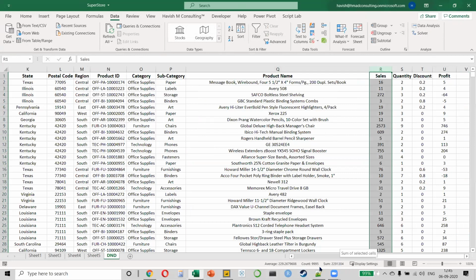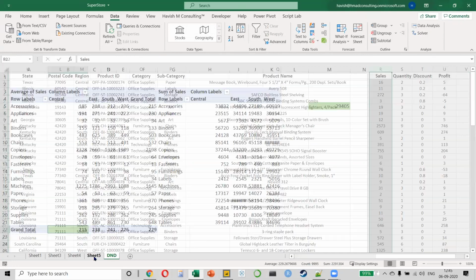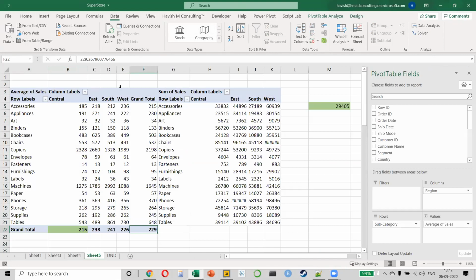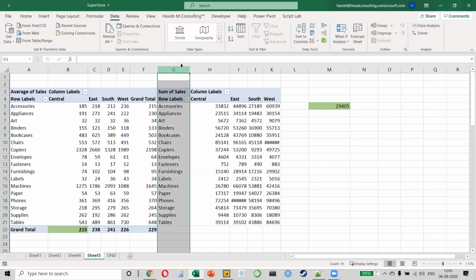If I divide it by the count, which is 9,995, what will it give me? It will give me 229. What does it mean? 229 is the average of the total company, which is what we are doing here. 215 is the average of central region. 229 is the average of the entire organization, all the regions.